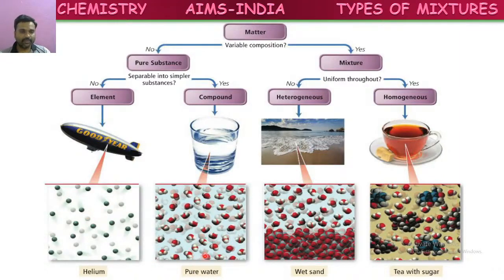And as an example for compounds, they have given water here. Yes, we know water is made up of two kinds of atoms, that is hydrogens and oxygens. So hydrogens and oxygens combine to form one water molecule, that is H2O. So if you take pure water, it is made up of only H2O molecules. And hence we say this is a pure substance and it is a compound also.